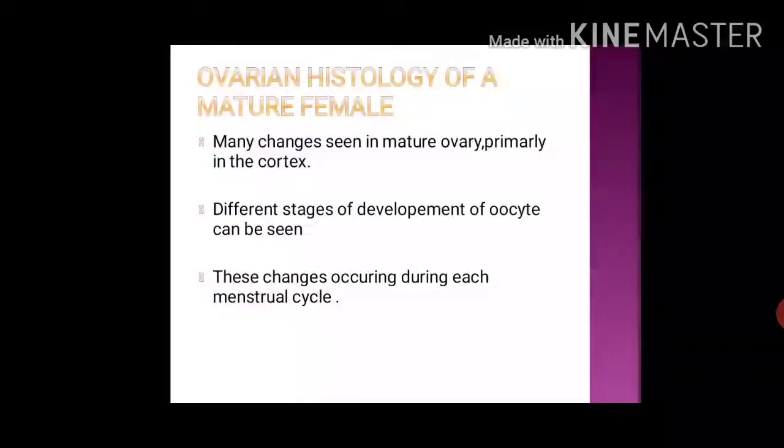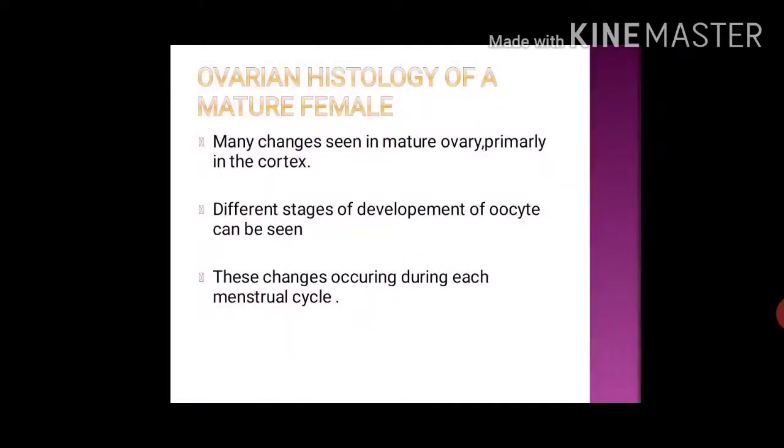Now, the histology of the ovary of a mature female. Many changes are seen in a mature female. Having discussed the primary structure of the ovary, the following discussion covers the changes seen in a mature ovary. Here, different stages of development of the oocyte can be seen, as we have already seen in the diagram.